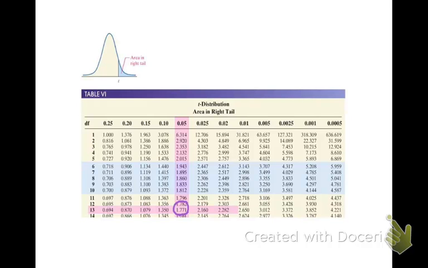Here's a section of the t-table. See in the picture, it tells you you need to look for right tail areas. So if I line up my degree of freedom 13 with my right tail area 0.05, that gives a t-value of 1.771.